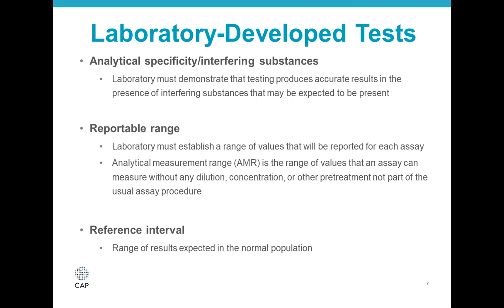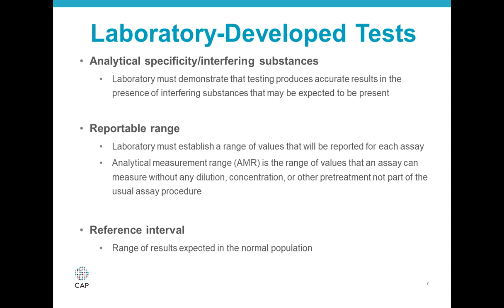The next category is analytical specificity, or interfering substances. Each laboratory must demonstrate that their testing produces accurate results even in the presence of possible interfering substances that one might expect to be present. And each laboratory must also establish a range of values that will be reported for each of their assays. This is known as the reportable range.